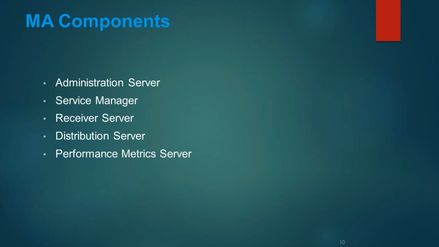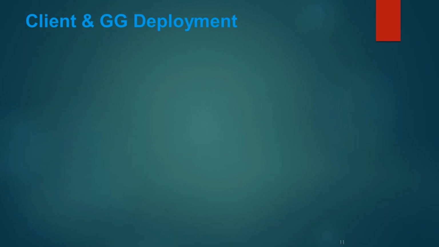So what are the components? We saw the components of your classic architecture. Now, what are the components involved with your microservices? These are administration server, service manager. All of these run as a service. Once we do installation and configuration, you will see how these servers are configured, how we install GoldenGate, and what all things get created. So we'll see everything. The components involved: administration server, service manager, receiver server, distribution server, performance metrics server.